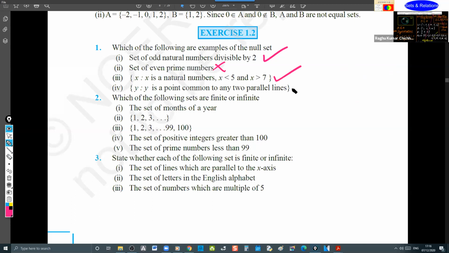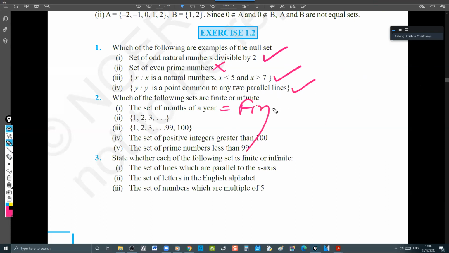Yeah, Chaitu, second one. Which of the following sets are finite or infinite? The set of months of a year is a finite set. The set of 1, 2, 3, and so on is an infinite set of natural numbers. And the third one is a finite set. The fourth one is an infinite set. The fifth one is a finite set.